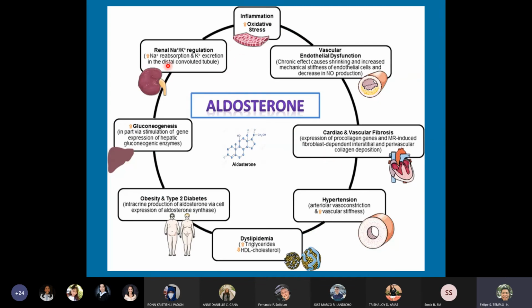So take note here, the aldosterone is not just in your renal sodium and potassium regulation. They're also part of your oxidative stress, in your vascular endothelial dysfunctions. They're also necessary for your cardiac and vascular fibrosis, for hypertension, dyslipidemia, type 2 diabetes, gluconeogenesis. So take note, your aldosterone should also be managed because they have this effect if they are secreted excessively.